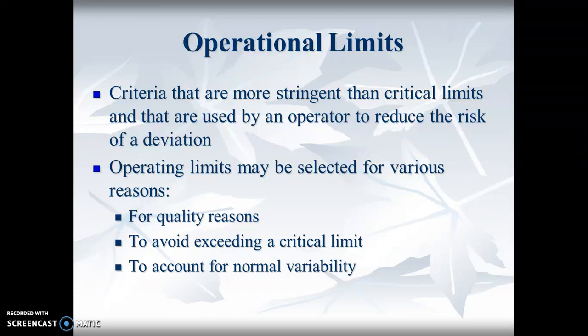The belt speed continues to increase, so at that point, the temperature of our hamburgers decreases every hour. Hey, we're operating at these parameters. We're not out of compliance yet, but we see that we may get there. So it's one of those where you may do it for quality. You may do it so that you don't exceed critical limits, to account for normal variability.